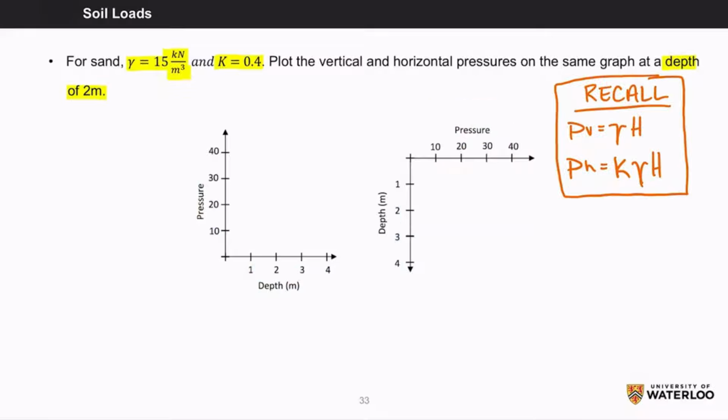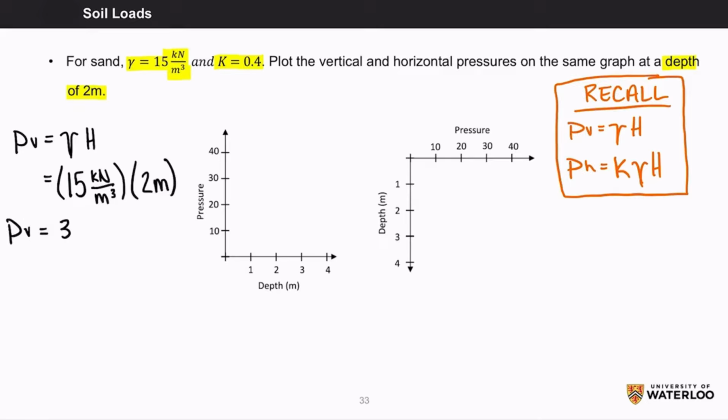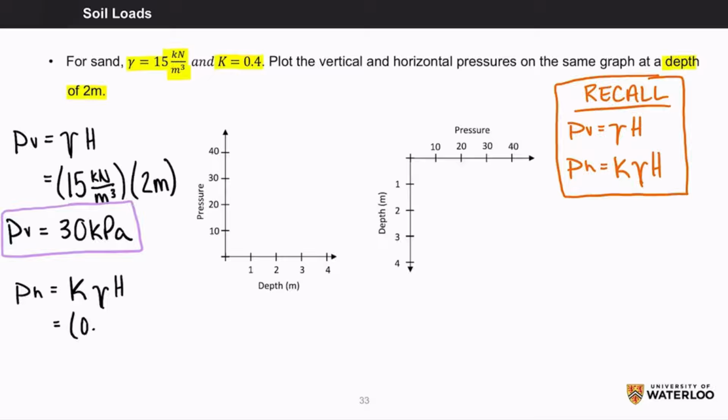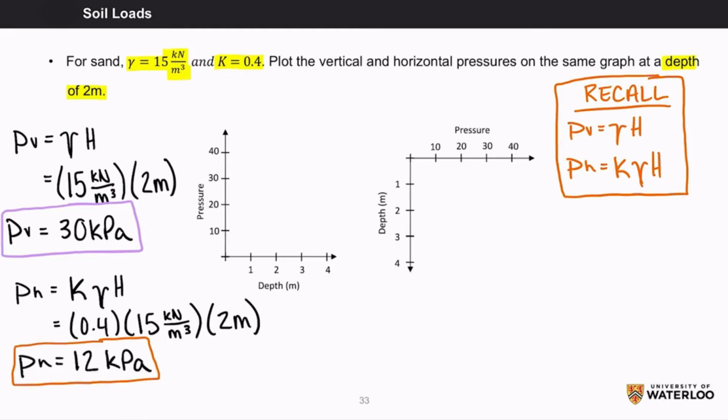To find the vertical pressure, it's PV equals gamma times H, which is 15 kilonewtons per meter cubed times 2 meters, which gives you 30 kilopascals. To find the horizontal pressure, it's pH equals K times gamma times H, which is 0.4 times 15 kilonewtons per meter cubed times 2 meters, which gives you 12 kilopascals.